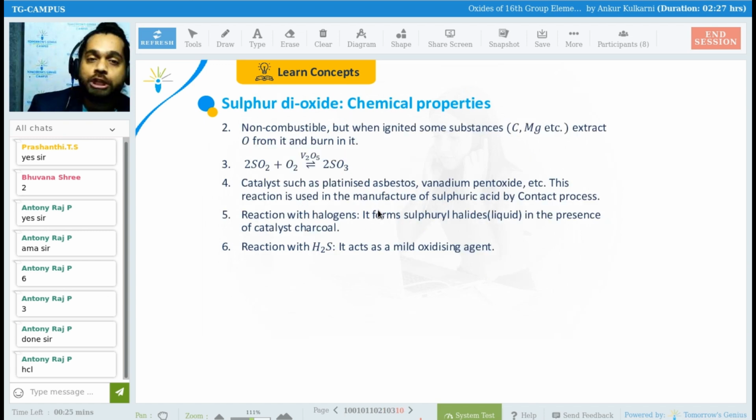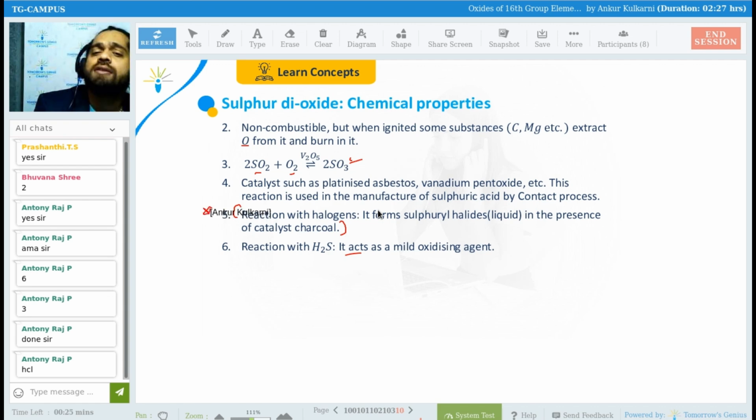Now it is a non-combustible gas, but when ignited with some substances, it extracts oxygen from them. That means it undergoes oxidation. For example, sulfur dioxide, if I ignite it with oxygen, I'll get sulfur trioxide. Then it acts as a mild oxidizing agent. Now reaction with halogens. This is also important.